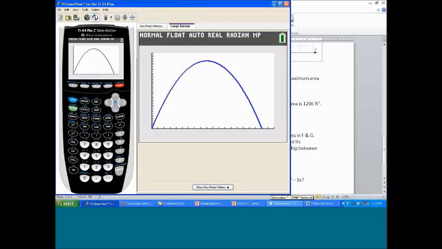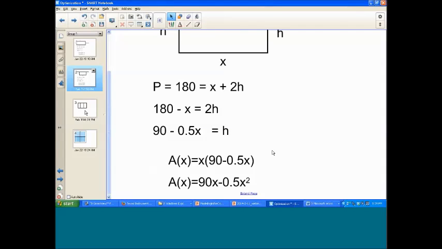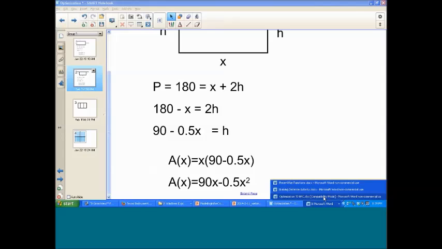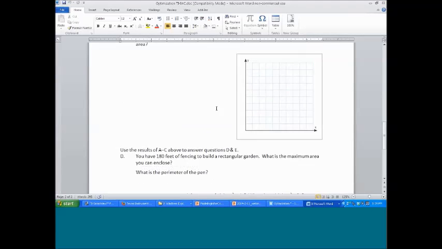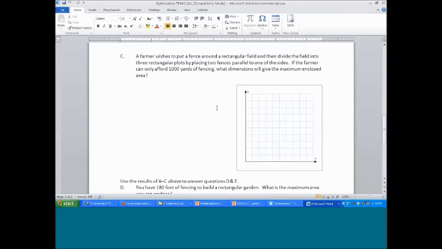The other thing I wanted to say before we leave this pen and fence problem is that there are other ways you can get away from that cliche, that it's always a square answer. Look at problem C here. A farmer wants to put a fence around a rectangular field and then divide the field into 3 rectangular plots by placing 2 fences parallel to one of the sides.